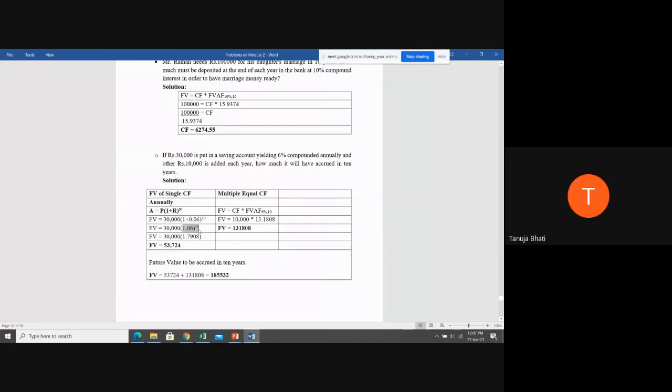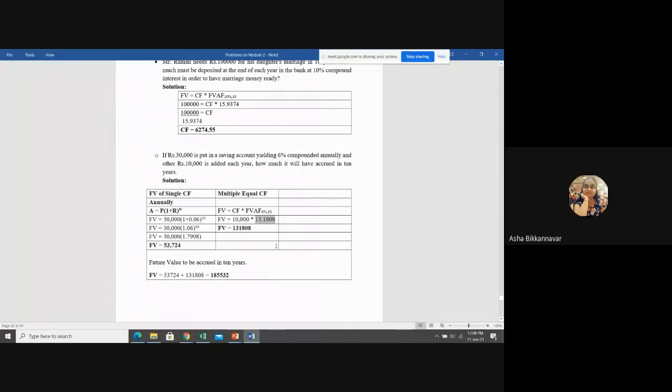Very good, students. Now, multiple equal cash flow, that is, they're telling 10,000 is added each year, calculate the future value. So we know we have to use the formula of calculation of future value of multiple equal cash flow. So future value is nothing but cash flow into future value annuity factor 6% for 10 years. So I have taken this 10,000. Now can anyone tell me, in order to find this factor, which particular table number am I supposed to use?